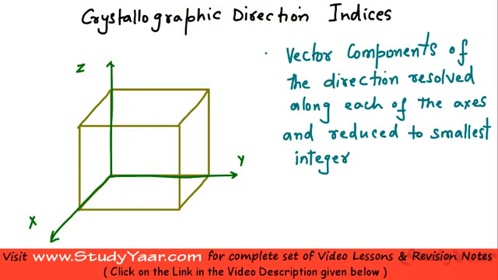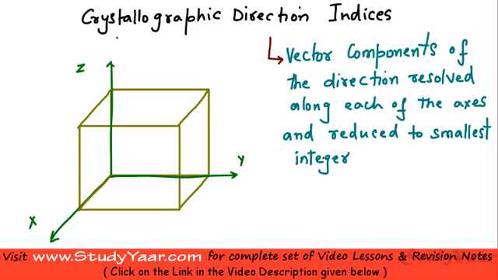Let's learn how we measure directions in a crystal lattice. We do that with the help of a concept known as crystallographic direction indices. Let me tell you the definition. Crystallographic direction indices are the vector components of the direction resolved along each of the crystallographic axes, and reduced to smallest integers.